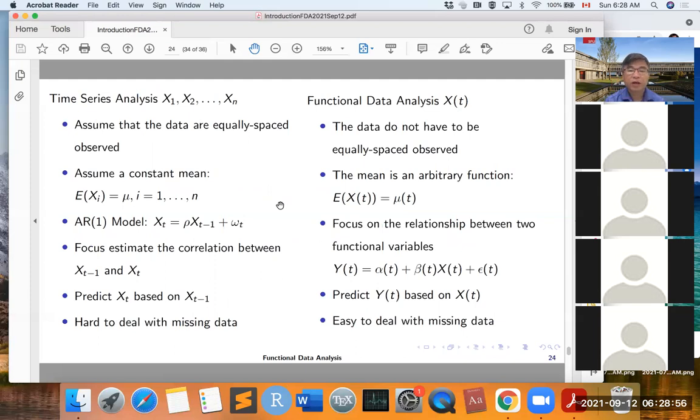So we have two students working in time series analysis.